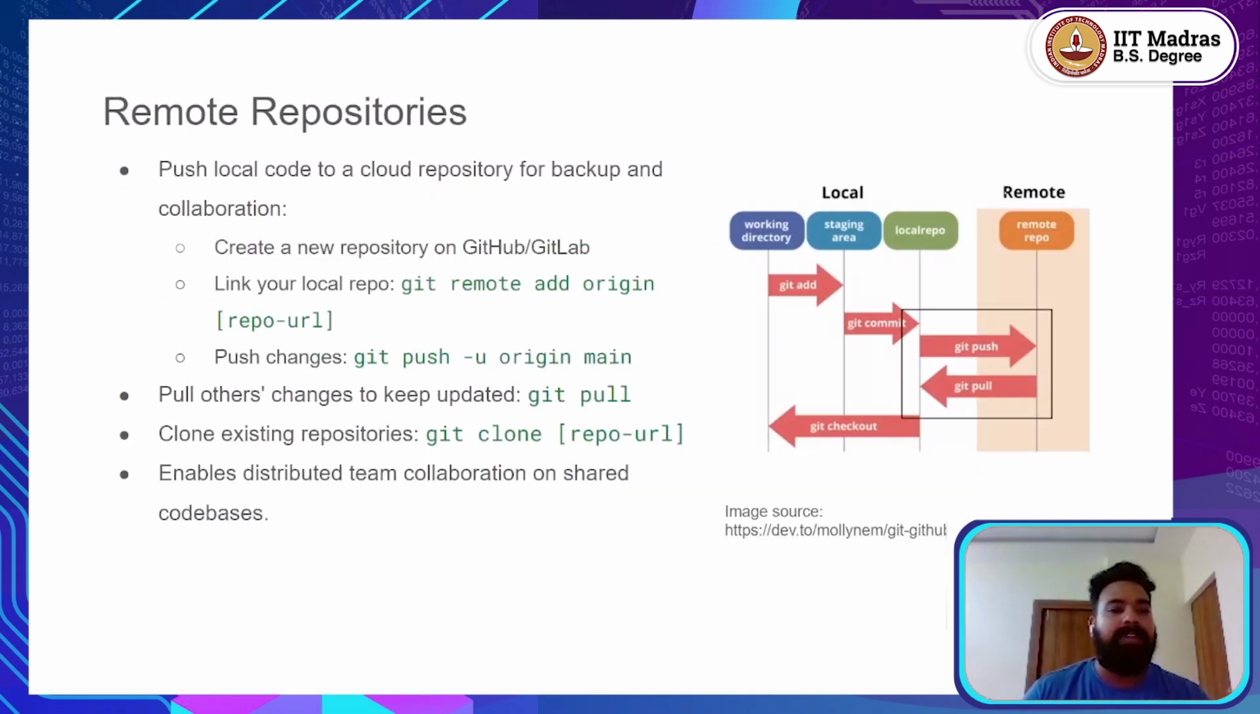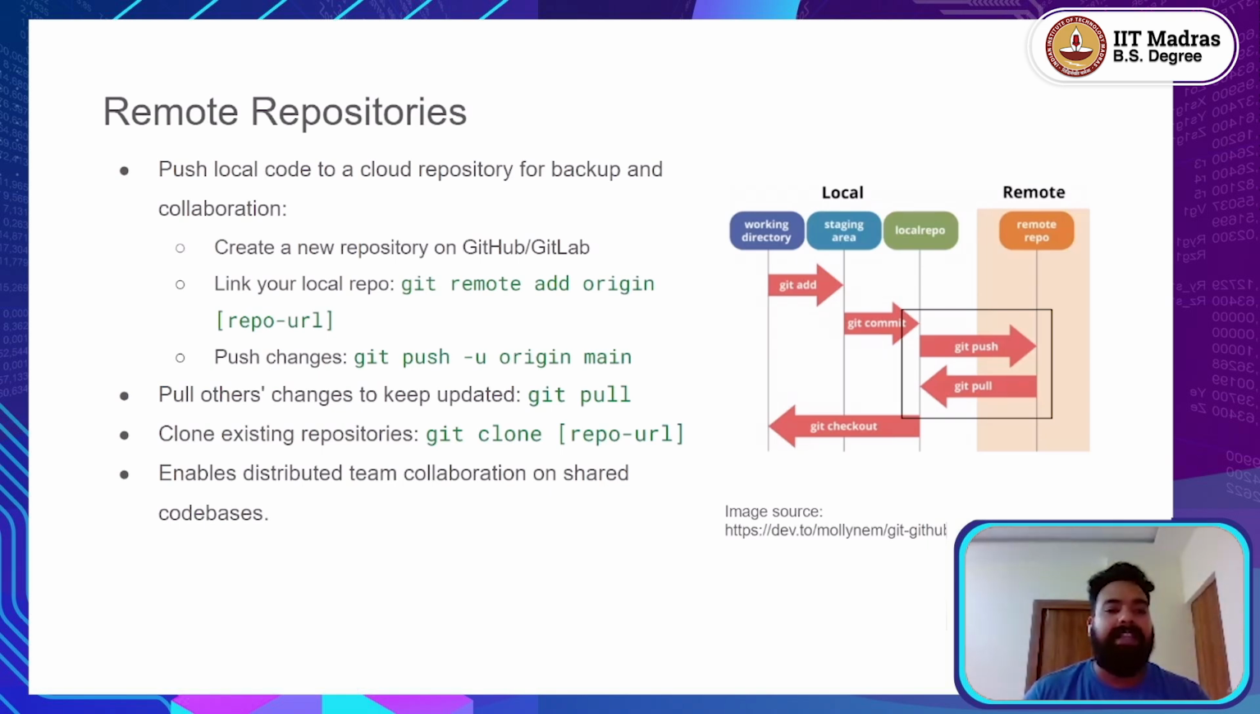Next, let's explore the concept of remote repositories. While Git works locally, you often need to share your work with others or keep a backup in the cloud. This is where GitHub or GitLab comes in. You start by creating a new repository on one of these platforms. Then you link your local project to this repository using the command git remote add origin, followed by the repository's URL.